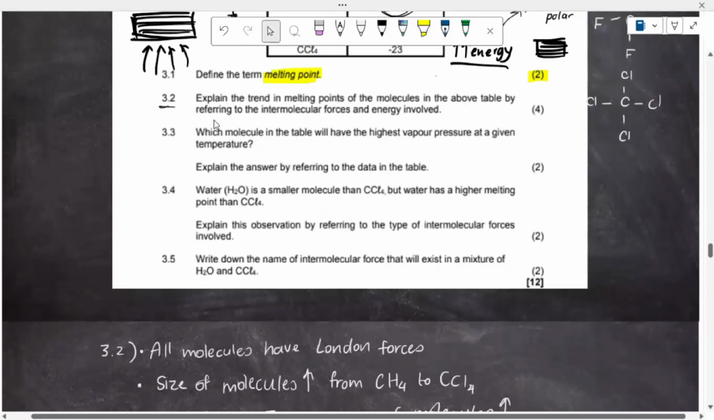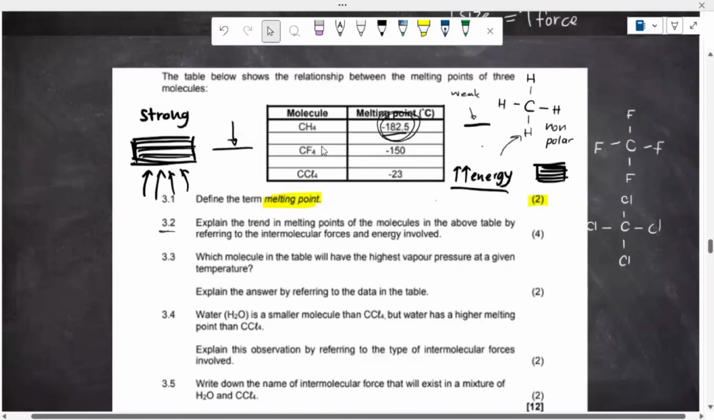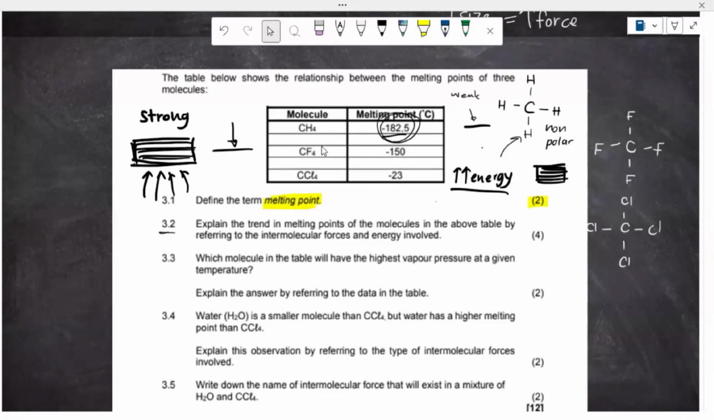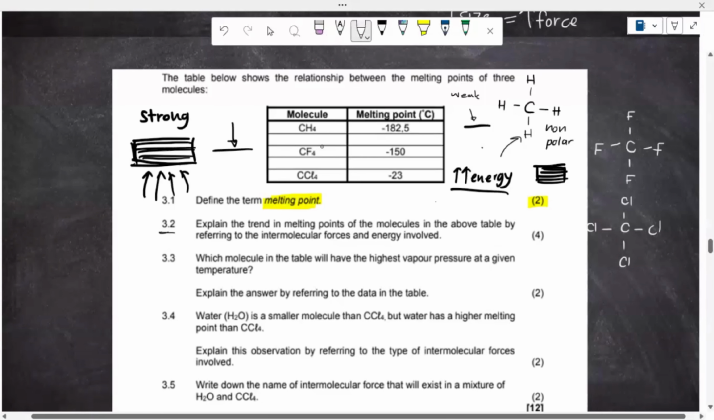Okay, cool. So then 3.3, they ask us which molecule in the table will have the highest vapor pressure at any given temperature, right? So we need to think about vapor pressure. Vapor pressure means gas, right? So as much as we're working with melting points in this specific example, if something has a low melting point, naturally it will also have quite a low boiling point, right? And boiling point is when we're taking something from a liquid to a gas.